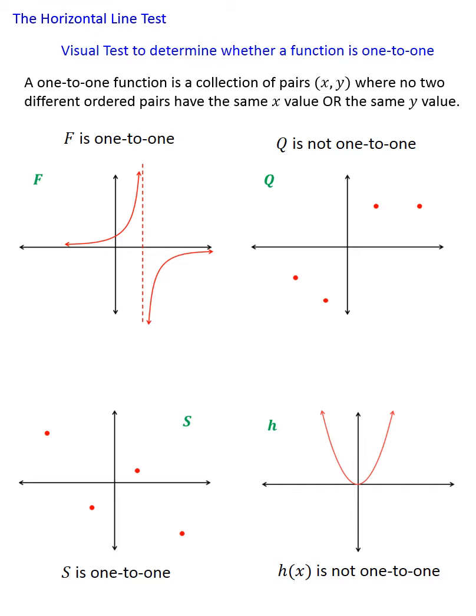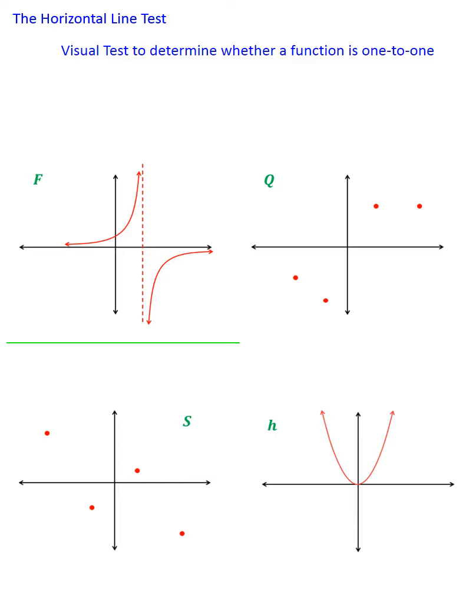Okay, so as I said, the horizontal line test is a visual test to determine whether a function is one-to-one. But wait a minute, I just determined which of these functions is one-to-one and which isn't without a horizontal line test. So why do I need it? Well, again, we don't. But you're going to hear about it in other places in mathematics. And so it's a good idea to be aware of the idea even though you can live without it.